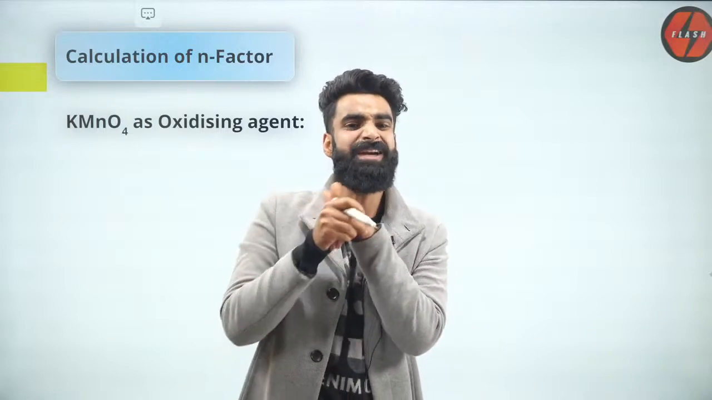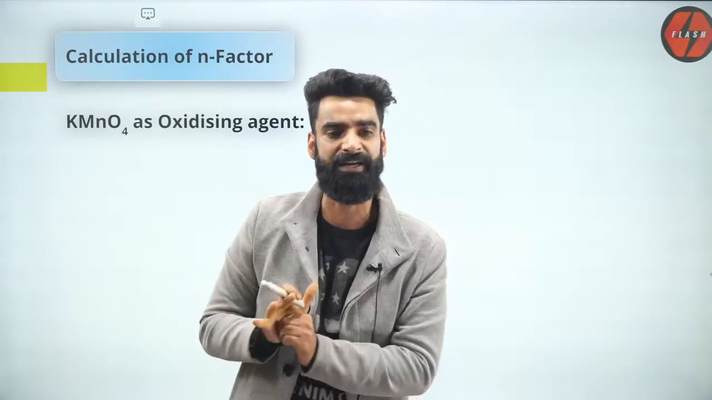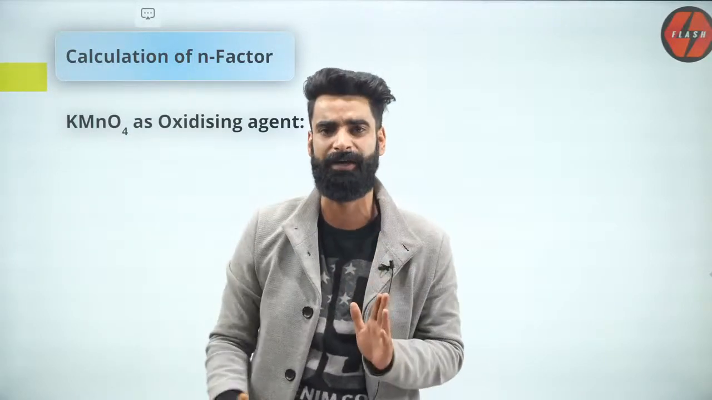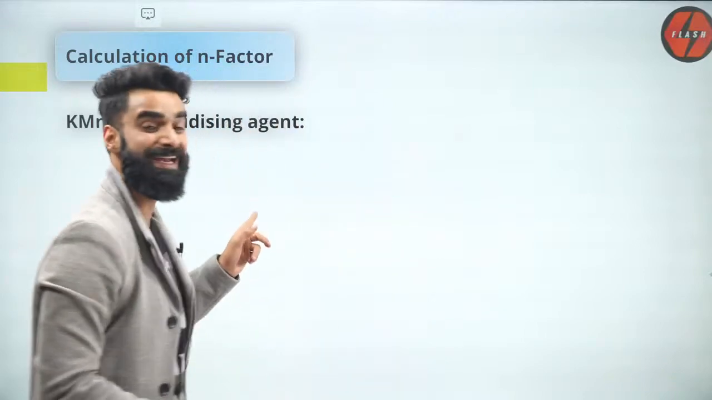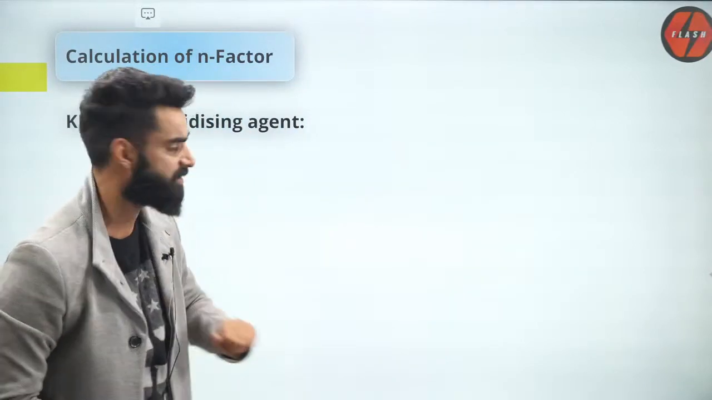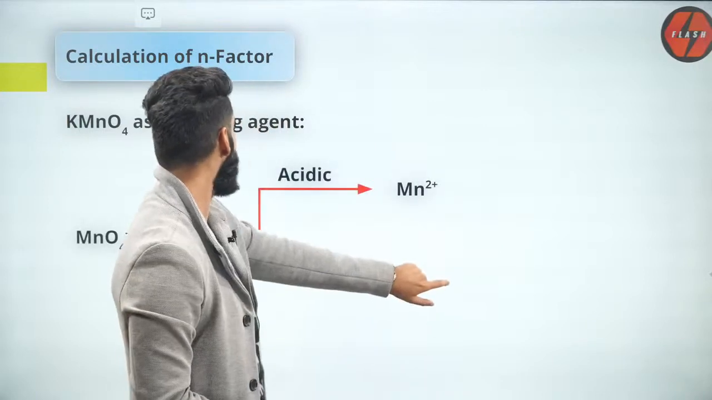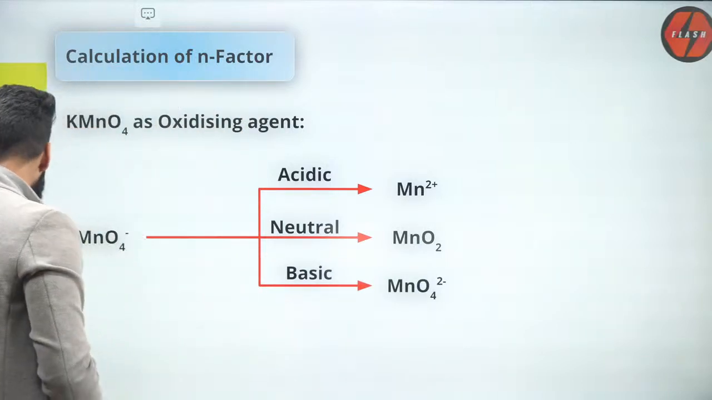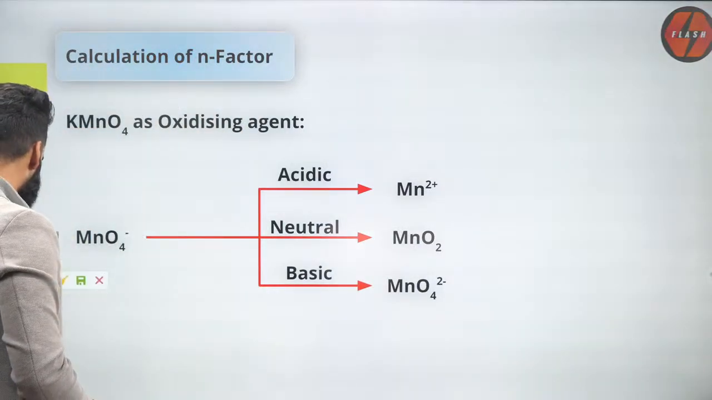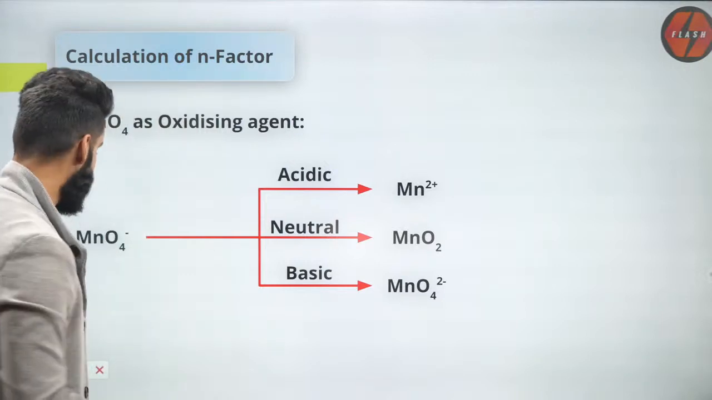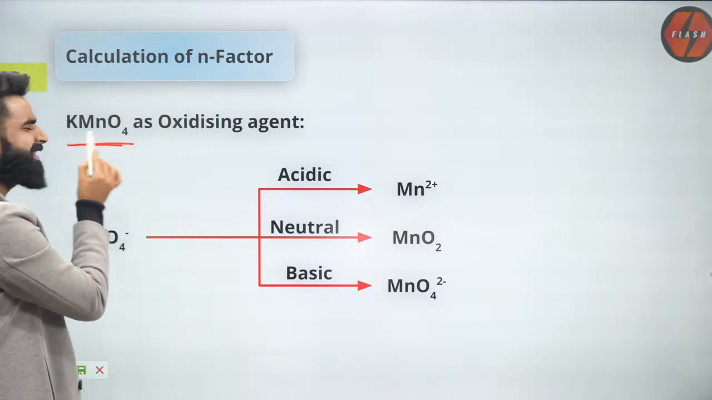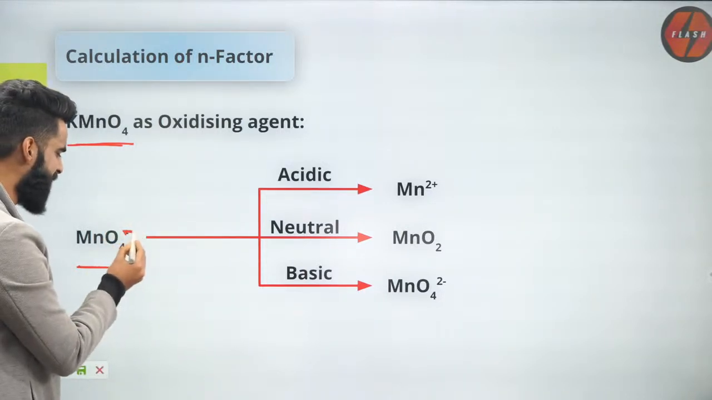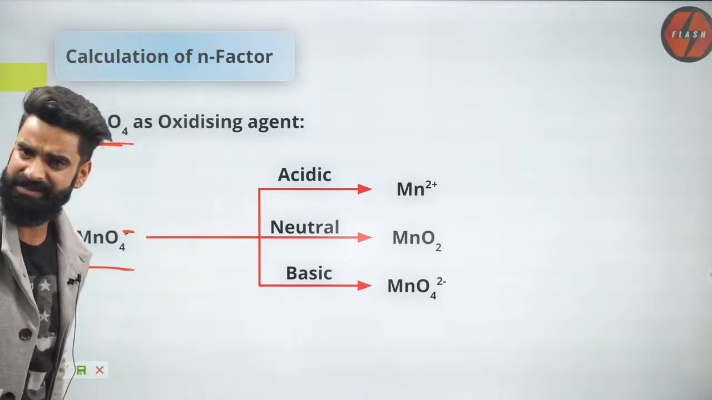And this KMnO4 shows different reactions in different mediums. KMnO4 shows different reactions in acidic medium, basic medium, and neutral medium. First thing, KMnO4 acts as a very, very strong oxidizing agent. Just have a look, guys. Understand what I'll say. I'm talking about KMnO4. Either you write KMnO4 or you write MnO4 negative, one and the same thing.